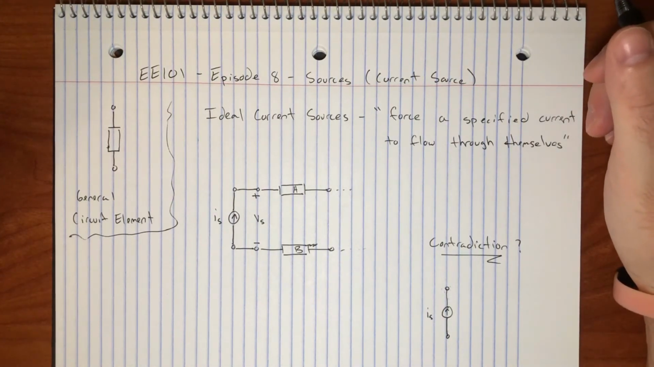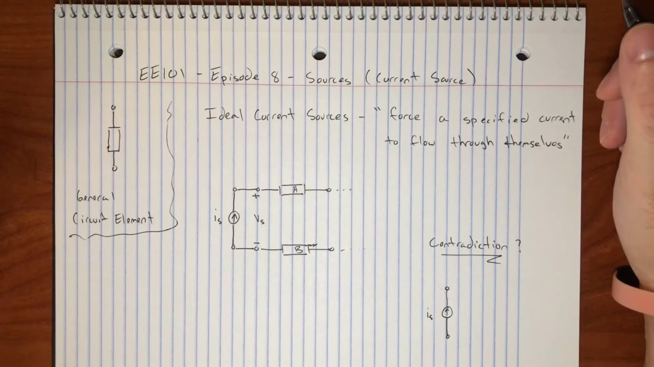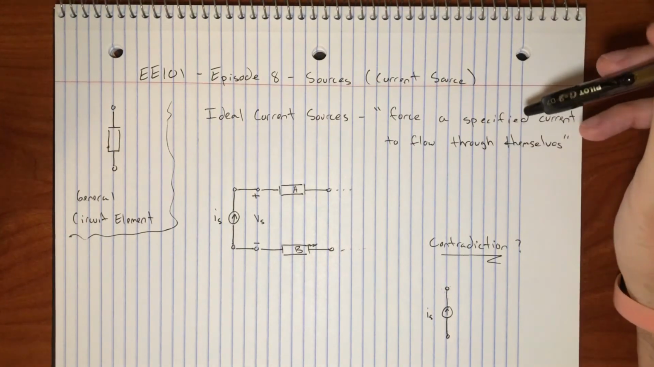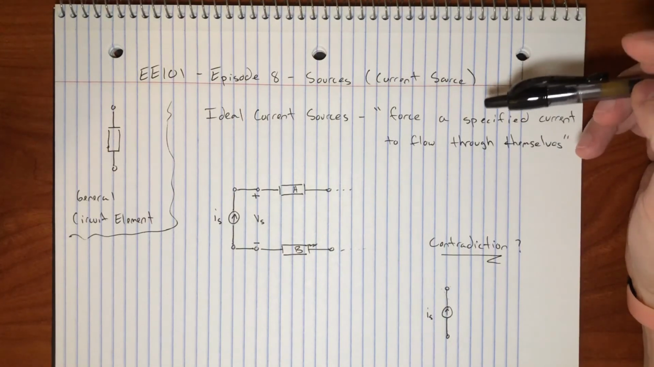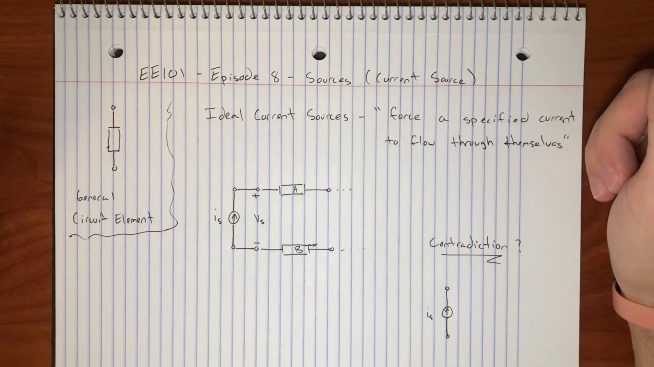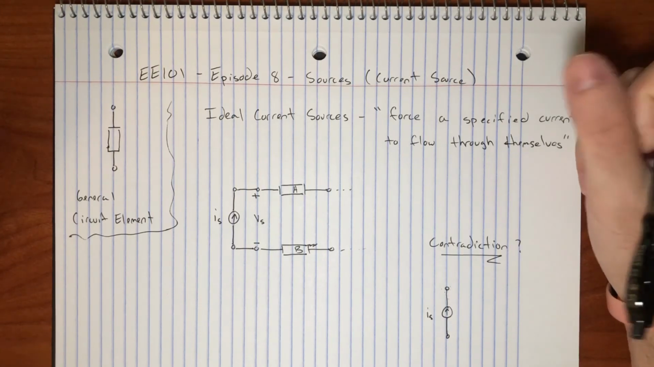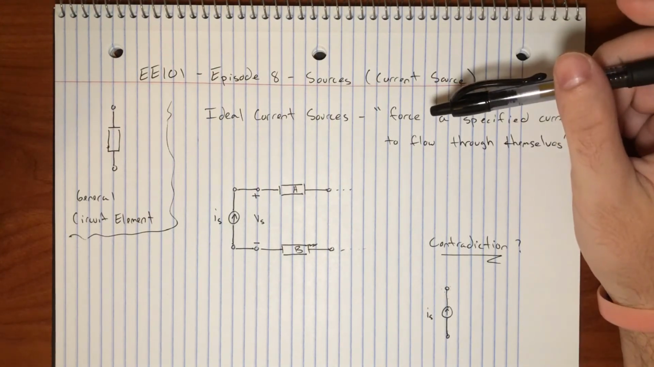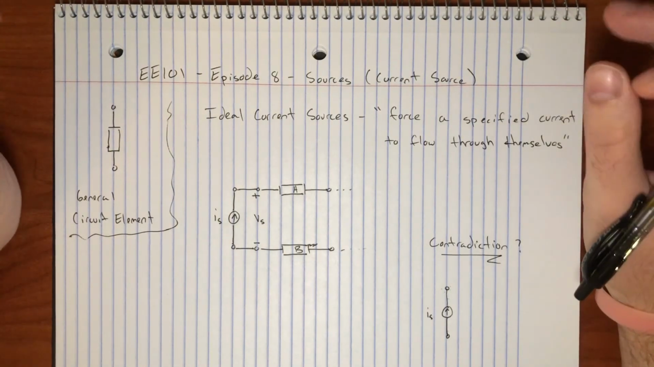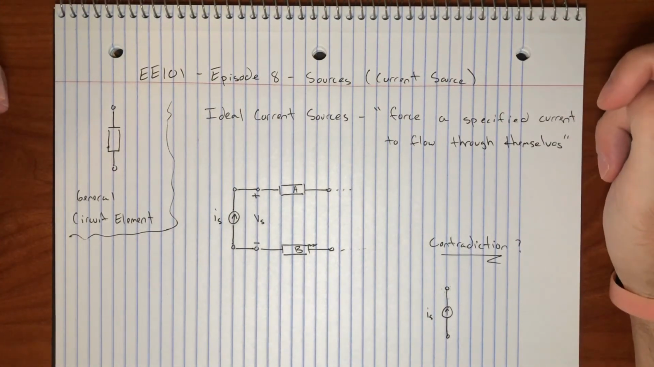So with that, I think this is a relatively shorter video, but that's okay. I just wanted to cover this topic and kind of wrap up my discussion of ideal sources. So like I said, I think the next video will be dependent sources. So I'll talk about dependent voltage and current sources, and they'll be ideal still. So ideal dependent voltage and current sources.